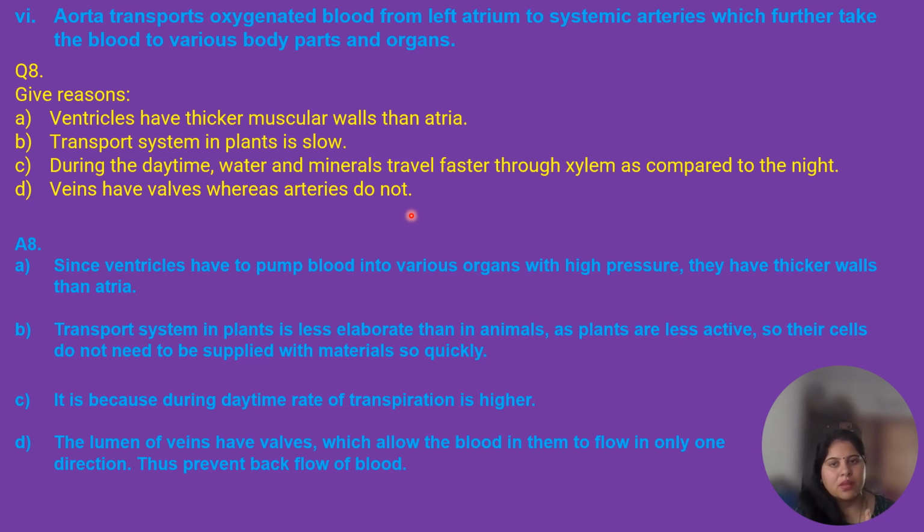Next question is veins have valves whereas arteries do not have. So generally veins have valves, and now what is the function of the valves? The lumen of the vein has valves, and these valves allow the blood to flow only in one direction. So these valves prevent the backward flow of the blood. That's why veins have valves whereas arteries do not.